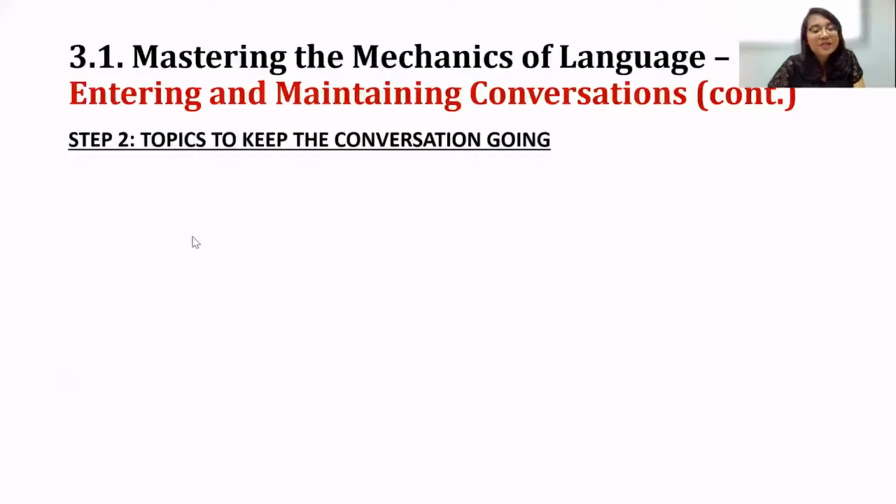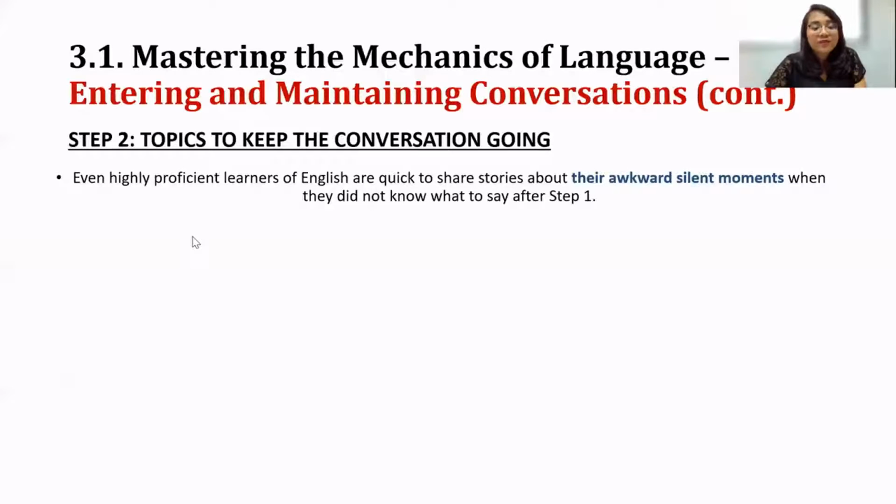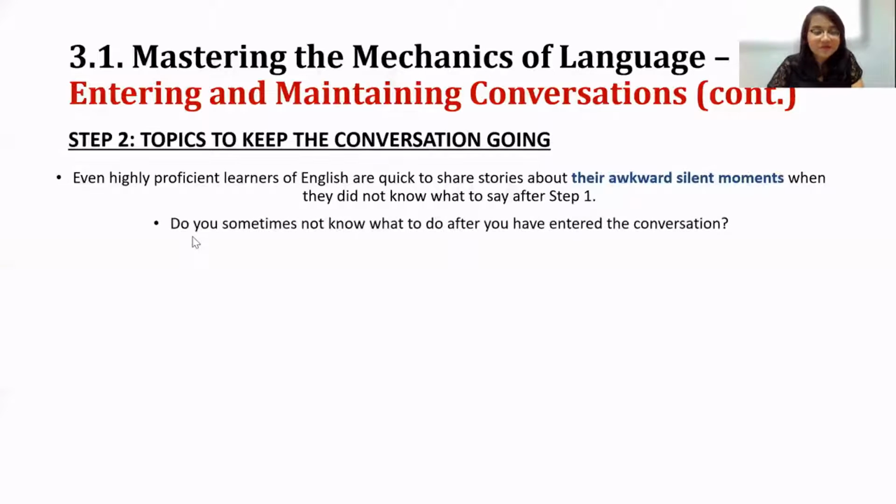Step 2, topics to keep the conversation going. Even highly proficient learners of English are quick to share stories about their awkward silent moments when they do not know what to say after step 1. So it's okay if you think you're still an intermediate learner and you think it's awkward to maintain a conversation, you're not alone. It is experienced by learners from any English level. Do you sometimes not know what to do after you have entered the conversation?